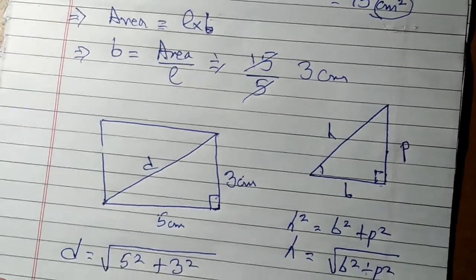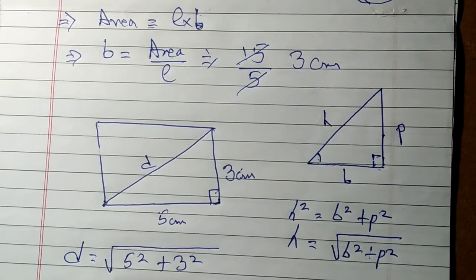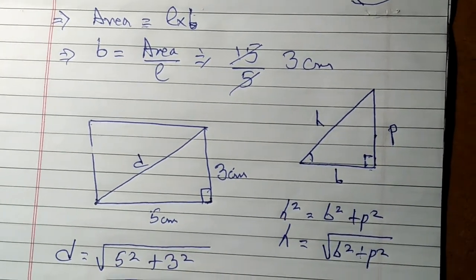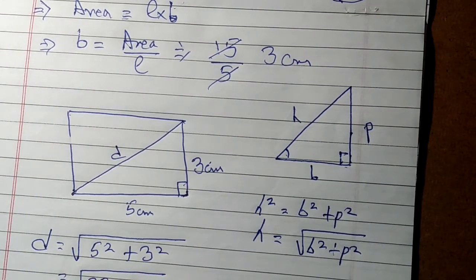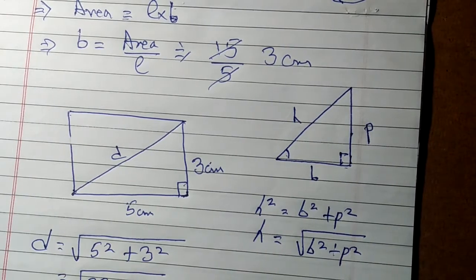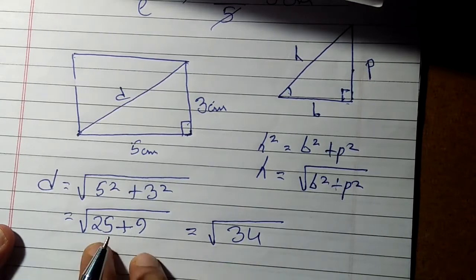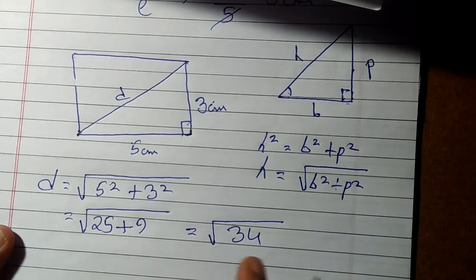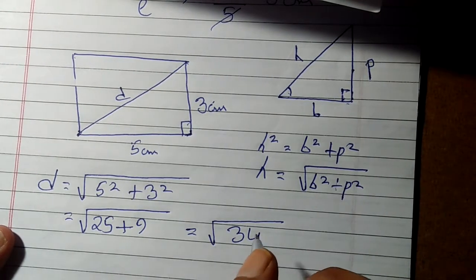Let's take one more step. Root over 25 plus 9, so this becomes root over 34. Now here it is a difficult root. In your questions you will not get this level of difficult sums, but I've just shown you how to find the diagonal of a rectangle.